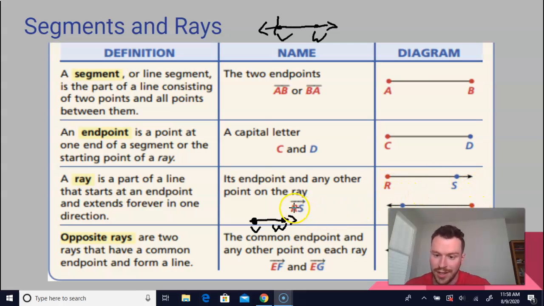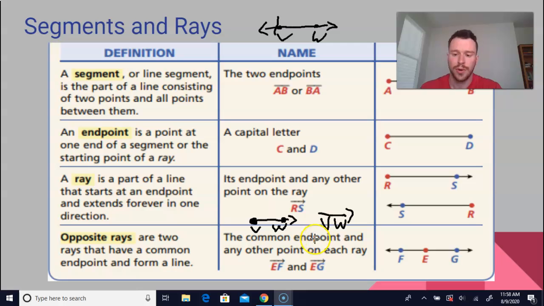We name it by starting with the endpoint. So this ray would be called ray VW if I were to notate it. This is the name of that ray that we see here. I have V under the end that does not have an arrow because V is the endpoint. Let me draw that a little bit better. V is the endpoint. W is on the end that keeps going in that direction forever. So I'm going to write W second.